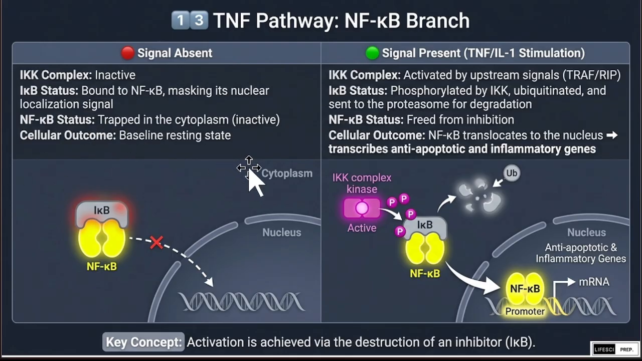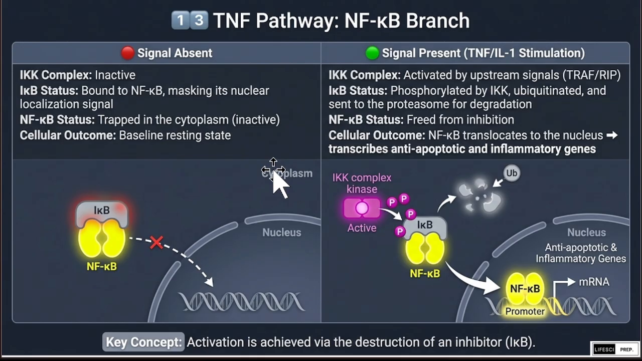Let's talk about the pathway of the NF-kB branch. In the absence of signaling, the inhibitory IkB binds to NF-kB, and it is trapped in the cytoplasm so it cannot travel to the nucleus and activate the gene expression.